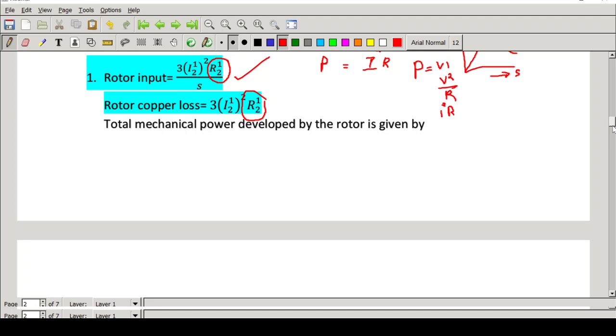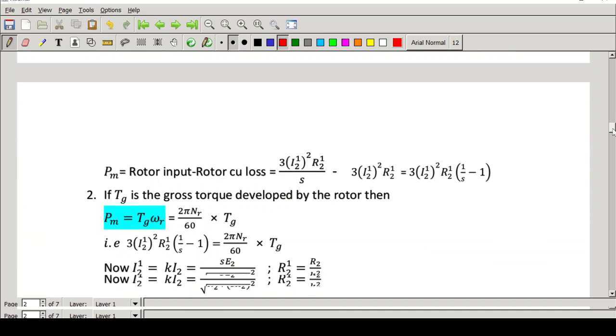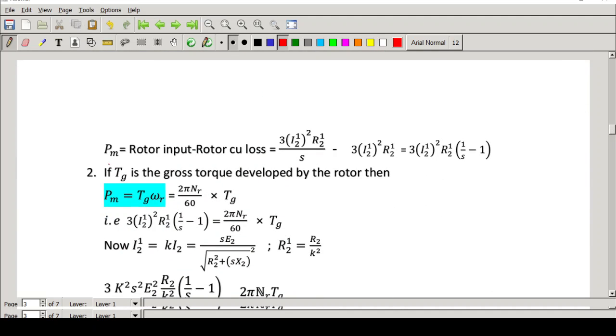Now from this we can develop an expression for the mechanical power. The mechanical power developed at the rotor will be rotor input minus rotor copper loss. We already derived the expressions, so it is 3 I2 dash the whole squared into R2 dash by S minus copper loss. We can simplify it like this. This is the first expression for PM: PM is equal to 3 I2 dash the whole squared into R2 dash into 1 by S minus 1.